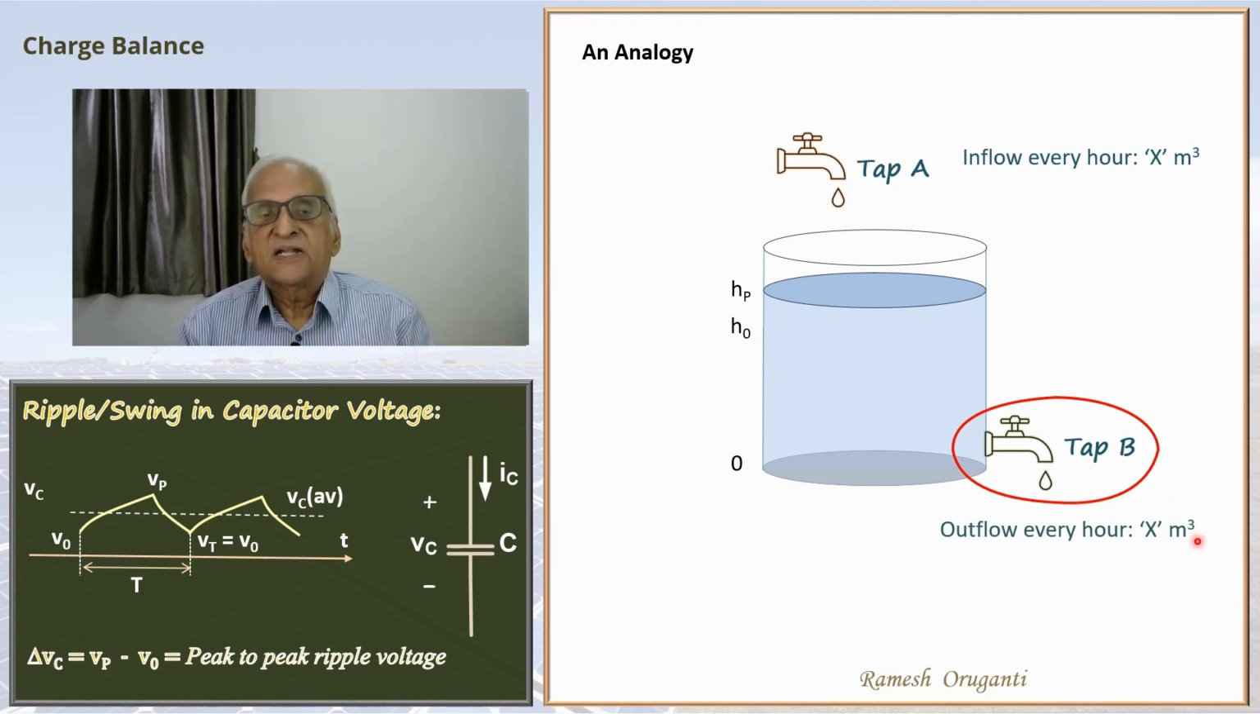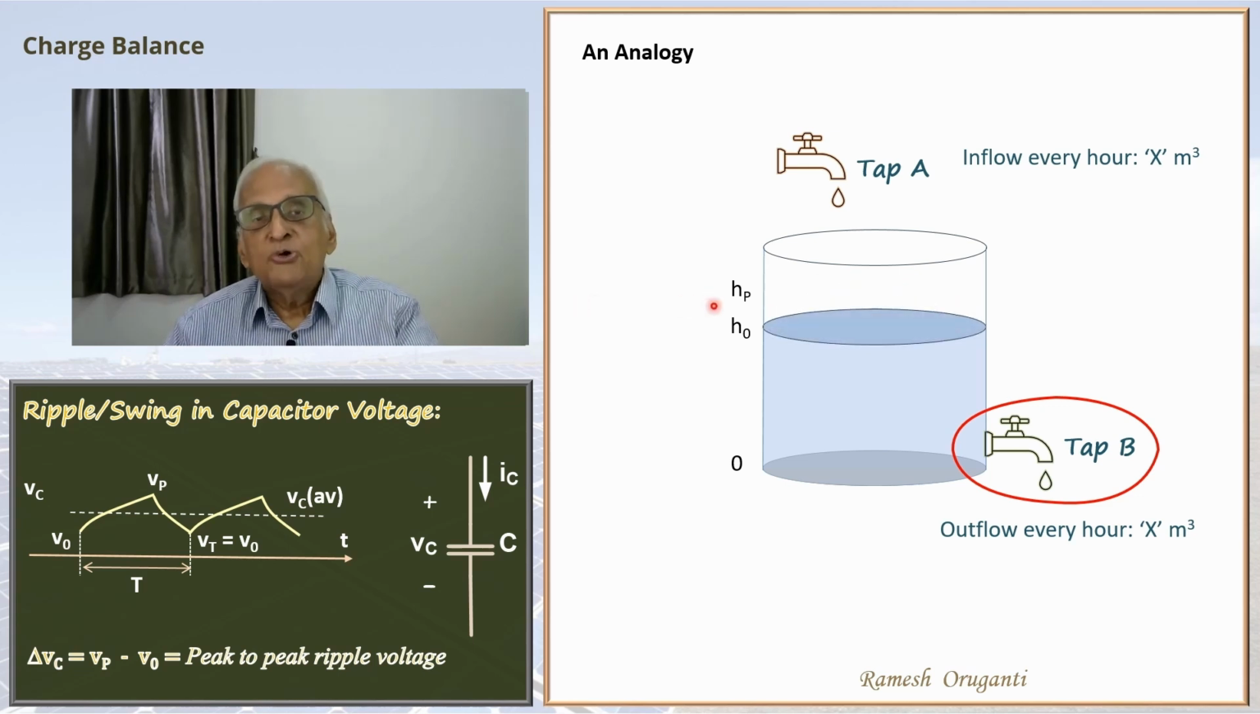So in 1 hour, tap A is opened, X meter cubed comes in, tap B is then opened, and X meter cubed goes out. So when tap A is opened, the level of the water rises from H0 to HP. So when tap B is opened, we can expect the level to go back to H0. So again, in the next hour, it is repeated. Again, within 1 hour, X meter cubed goes in, and then X meter cubed is taken out. So the level will go from H0 to HP and back to H0, H0 to HP and back to H0. So the average level will be somewhere between H0 and HP. We can mark it here as H average.